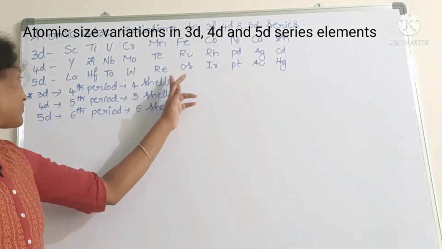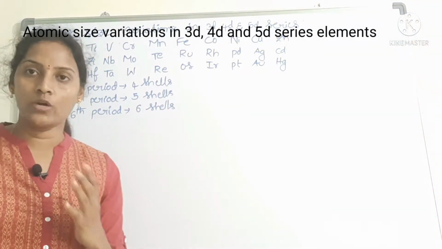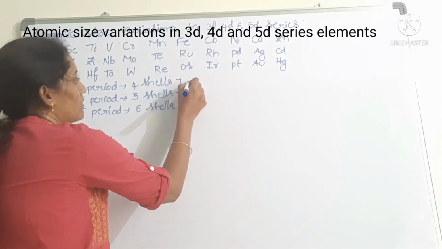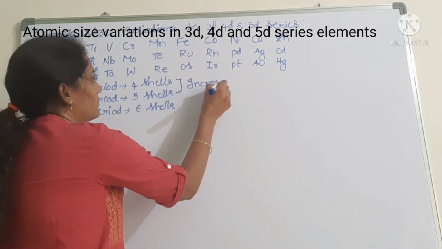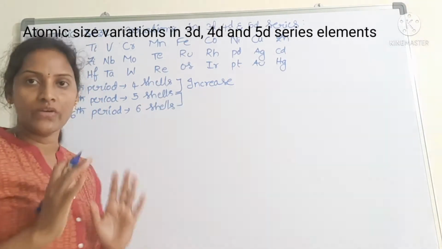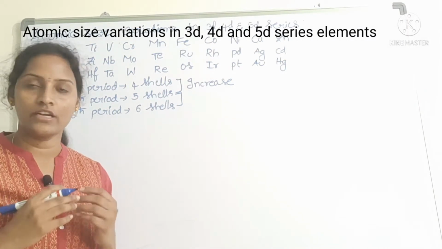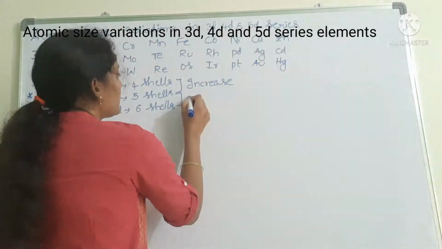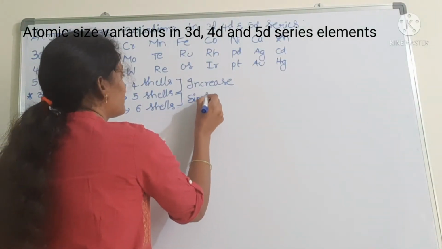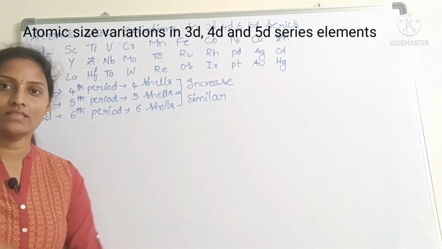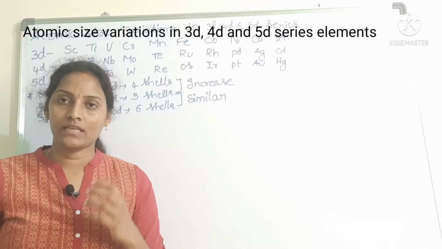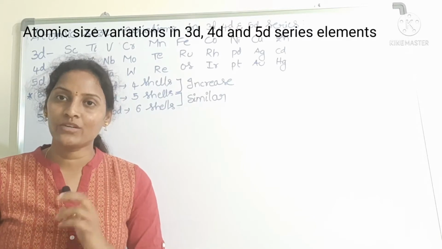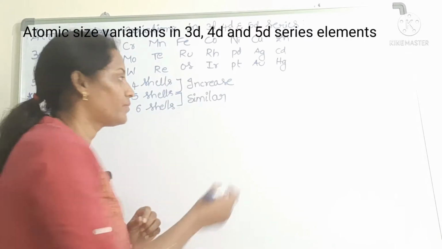See here, from 3D to 4D, the atomic size increases along with the shell number. From 4D to 5D, there is no considerable increase in atomic size. So here it is virtually similar. What is the reason for the similar atomic size of 5D and 4D? The reason behind this is the intervention of 4f orbital.